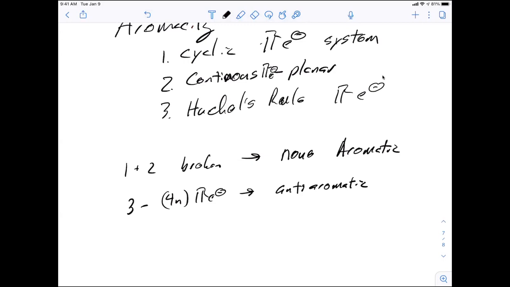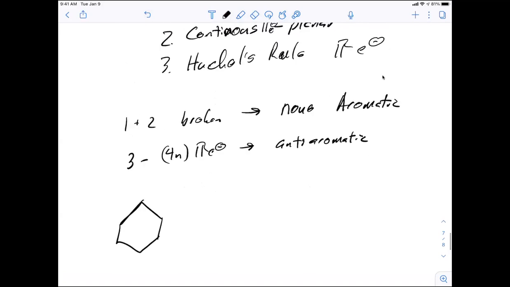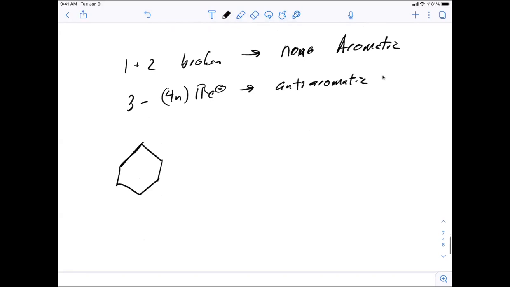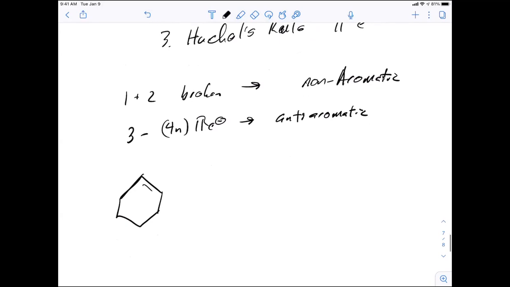All right, let's try a few of these. We know benzene, so let's start there. Sorry, I should probably put non-aromatic is what I put, but non-aromatic is probably more correct. So anti-aromatic, non-aromatic, aromatic. So if we look at benzene, how many pi electrons do I have?